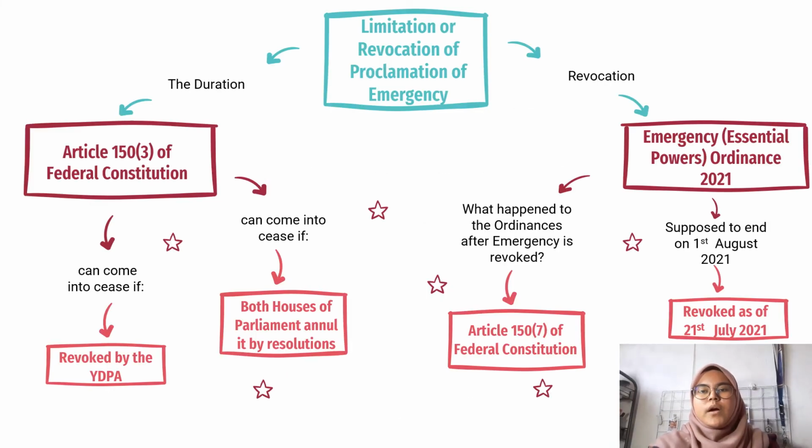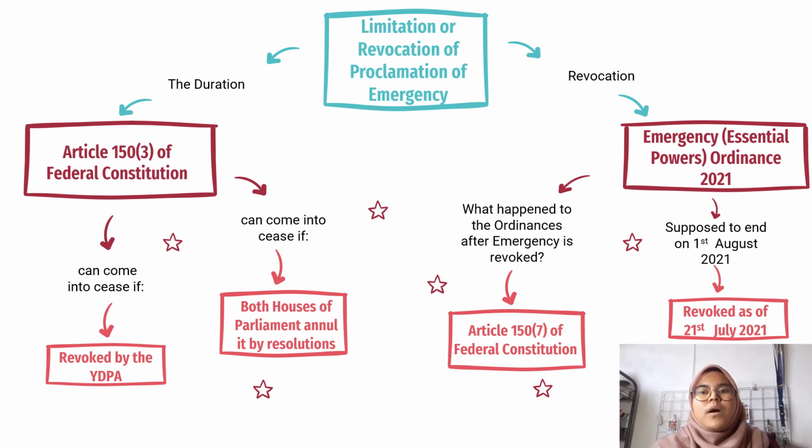According to Article 150 Clause 3 of the Federal Constitution, it provides two situations where a proclamation of emergency can cease to exist, which are: first, if it is revoked by the Yang di-Pertuan Agong, and second, if both houses of parliament annul it by resolutions. However, Malaysia's de facto law minister Takiyuddin Hassan revealed on 26 July that the proclamation of emergency had been revoked as of 21st July 2021. It was actually to come to an end on 1st August 2021.